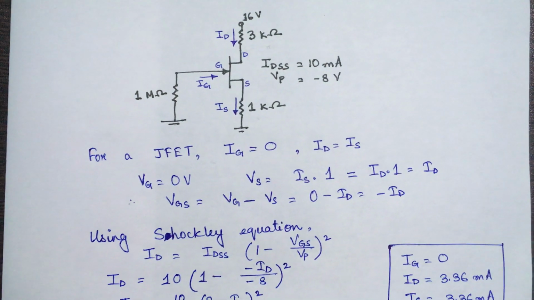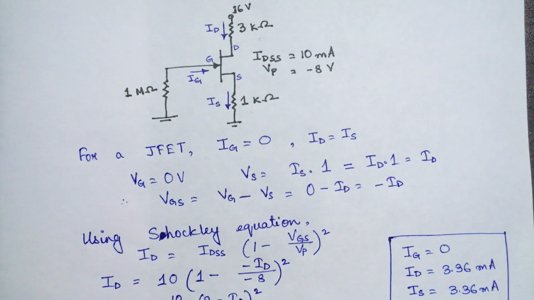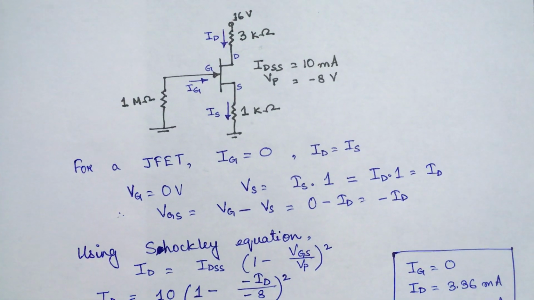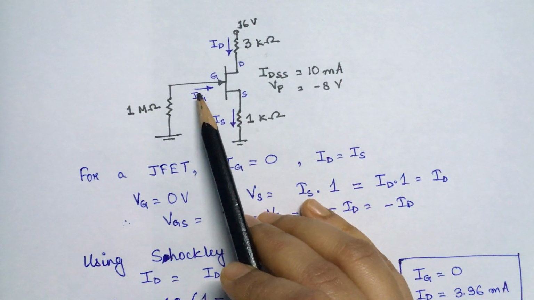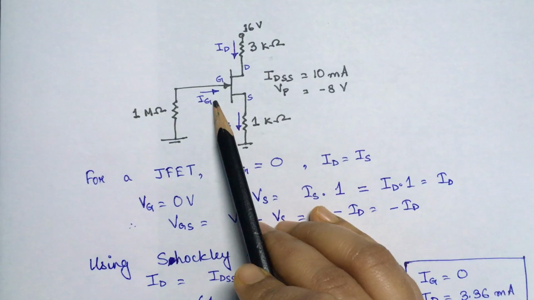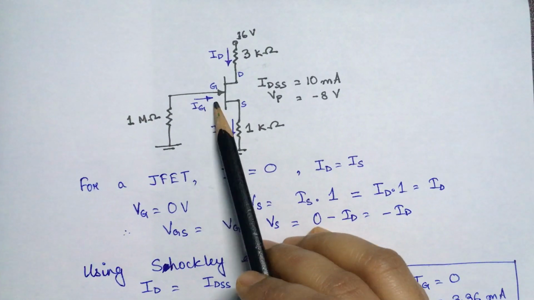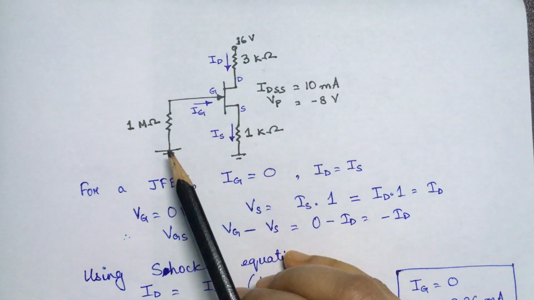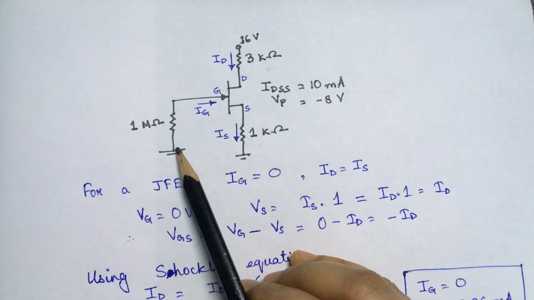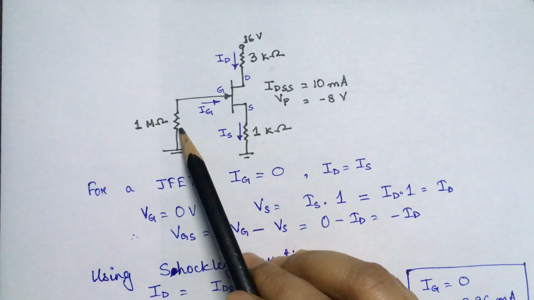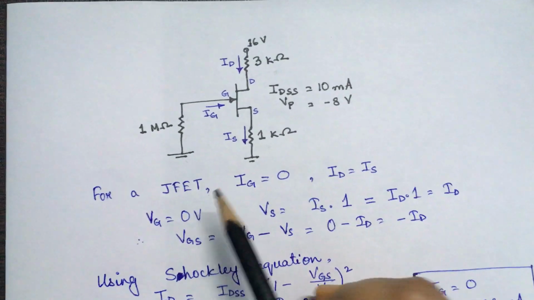Here we have the second circuit of the JFET, and we are once again going to determine the terminal voltages and currents of this circuit. By the properties of JFET, we know that the gate current Ig is going to be 0. Since the gate current Ig is 0, the gate terminal can be assumed to be at the same potential as the ground, because no current will be flowing through this 1 mega ohm resistor. So Vg is also going to be 0 volt.